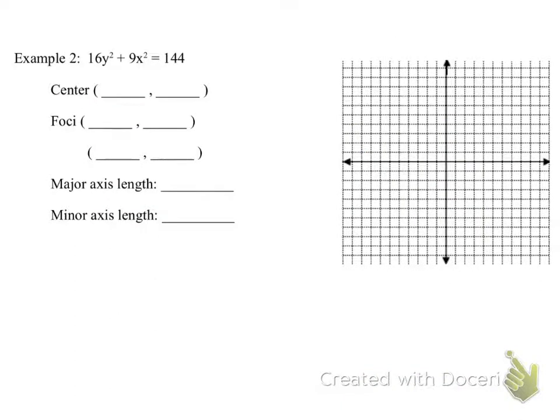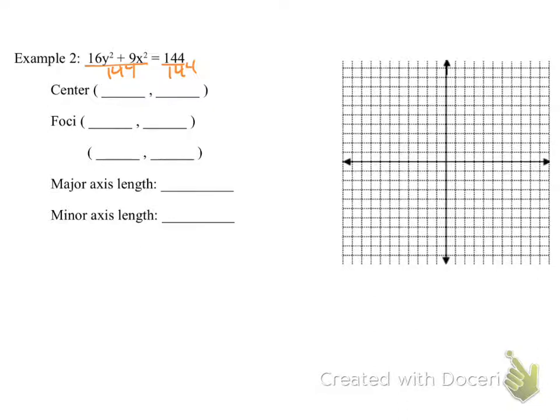Now, we can't really graph this one yet. It's not really in graphable form. First of all, it needs to be equal to 1, not 144, so how do we get it equal to 1? Well, we can't subtract 144, but we can divide both sides by 144.